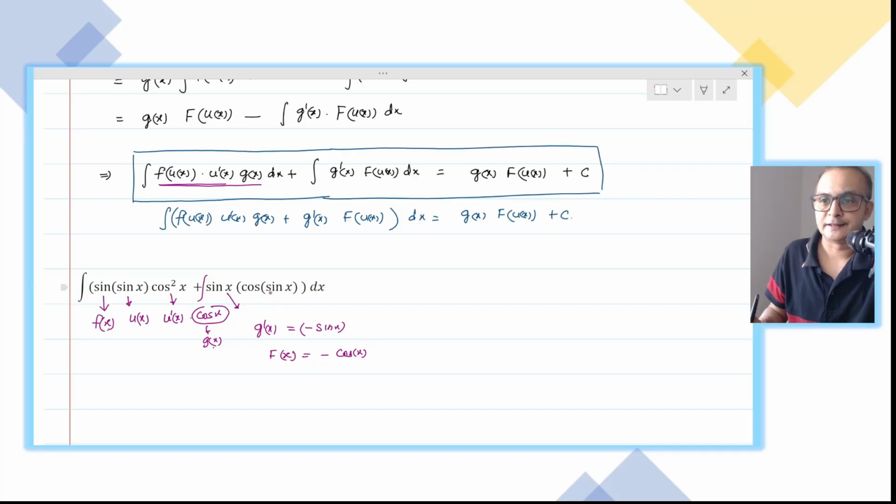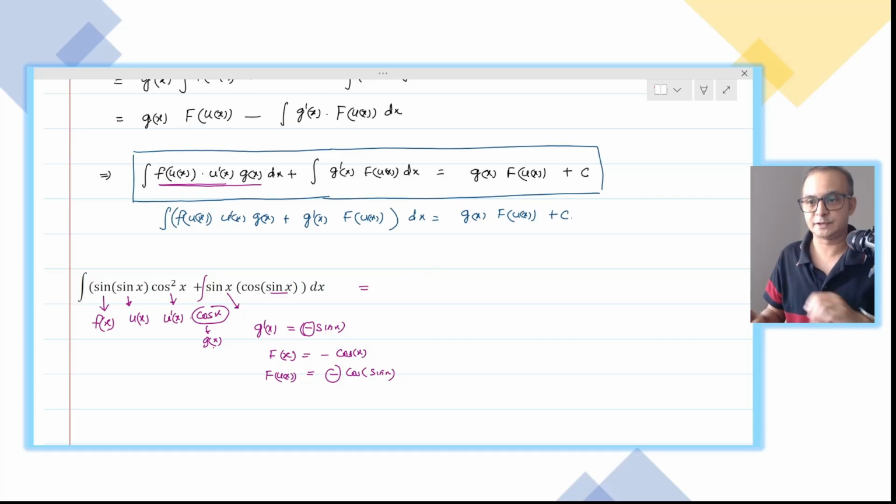And you notice this sine is inside it. So our g(x) was cos x, but the u(x) was sin x. So I can say that the capital F of u(x) is nothing but minus cosine of sin x. And you see this minus sign here and this minus sign here will be multiplied to get the plus sign in front. And so the exactly same structure. So we can write the integral as g(x) times F of u(x). Means what you have written there, we have to write this thing.